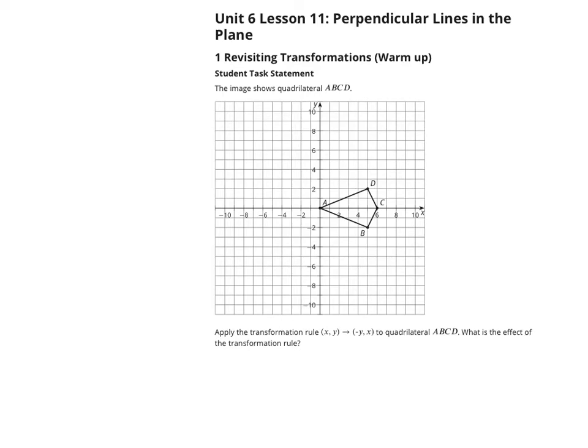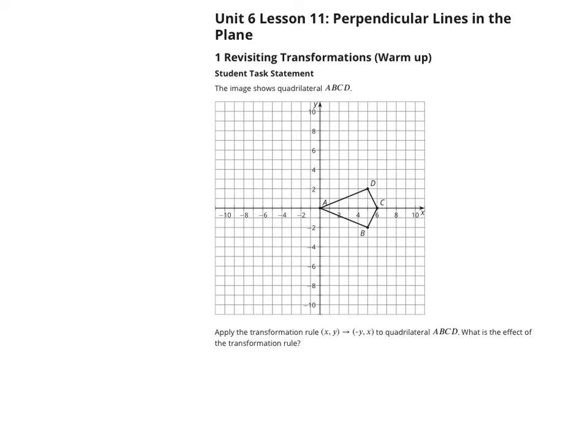Hey Geometry, we are in Unit 6, Lesson 11, kind of the home stretch. So let's do a little bit of review on transformations. Sort of a nice break after the few lessons we had on parabola, geometry, distance formula stuff, right? So here we're going to apply the transformation rule (x, y) goes to (negative y, x) in the quadrilateral. What is the effect of the transformation rule?